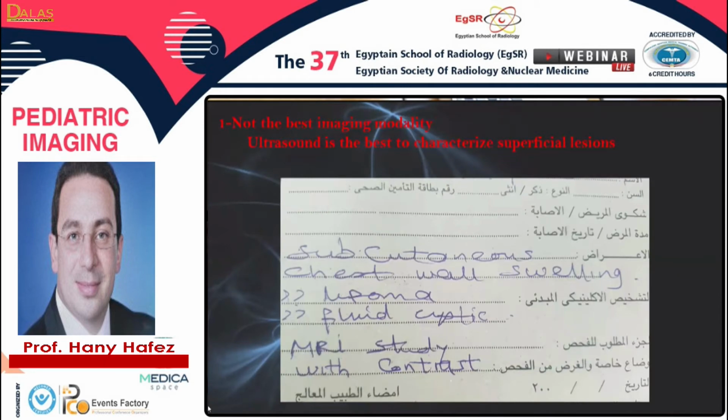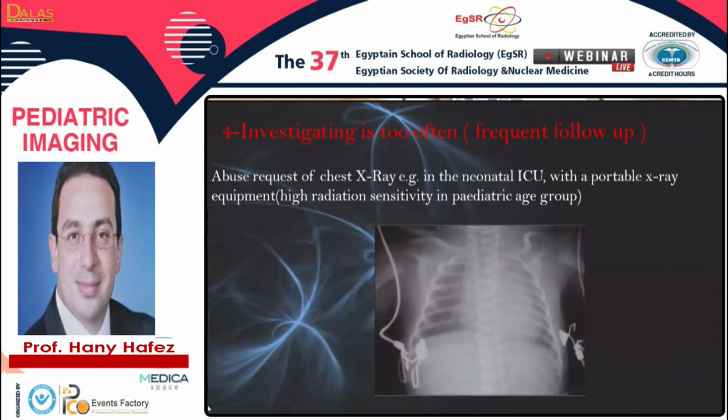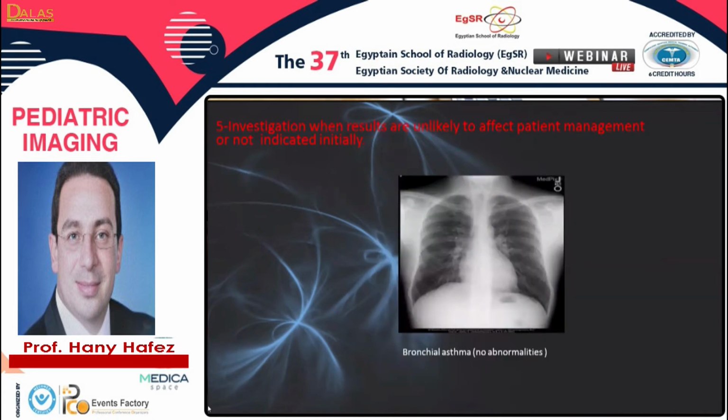Examples: not the best imaging modality, as in superficial lesions where the best is ultrasound. Here is a referral that asked for an MRI study with contrast. Also, in emphysema there is no need for a contrast study. Too often, as in abuse of requests for chest X-ray in the neonatal ICU with portable machines. Investigations whose results are unlikely to affect patient management, as in bronchial asthma. If there are no complications, a plain X-ray will be normal.